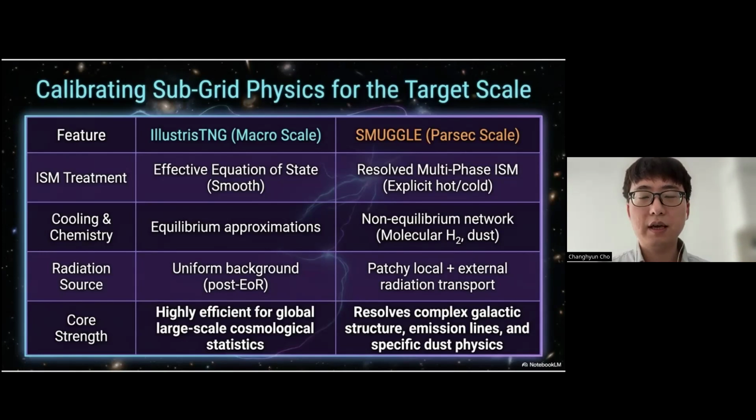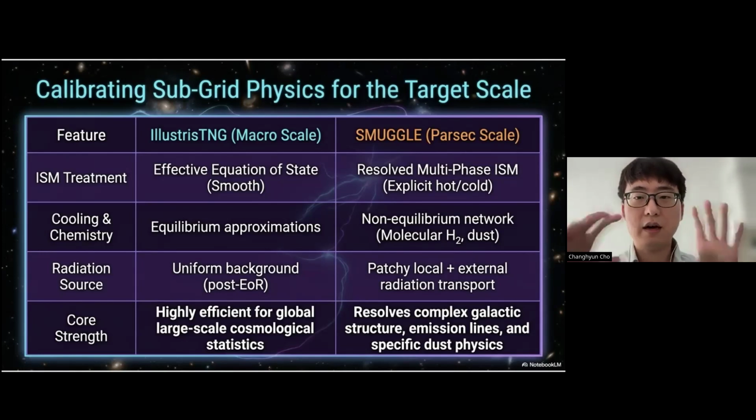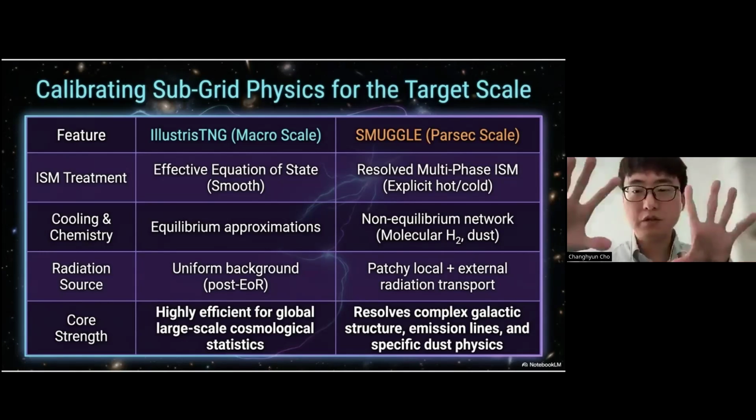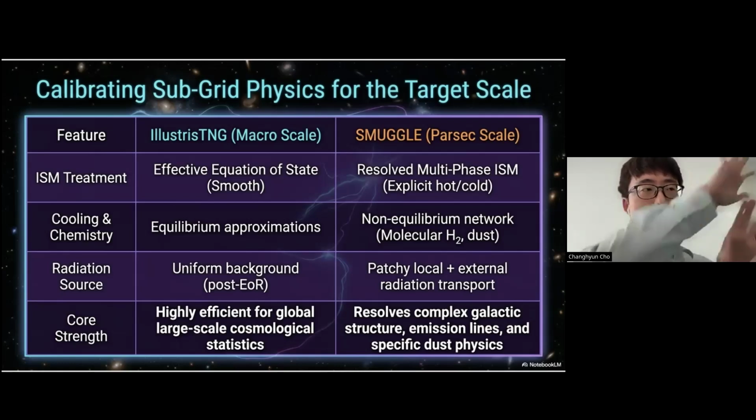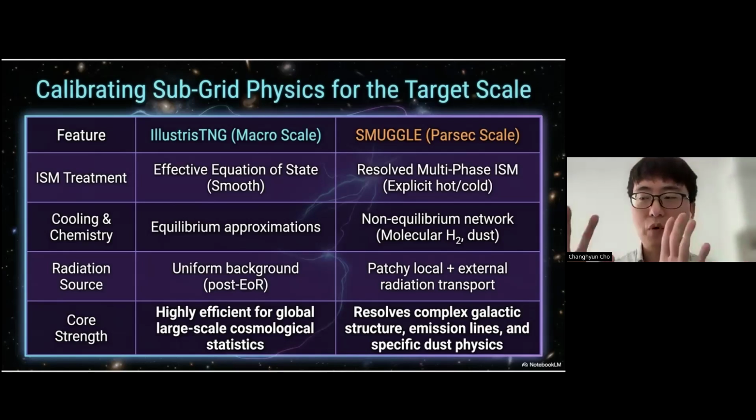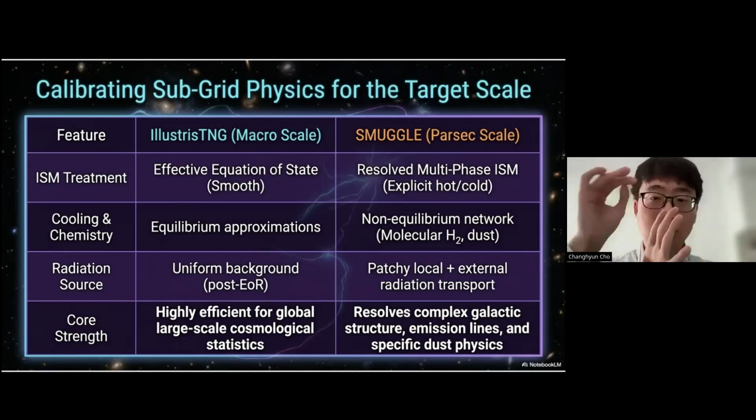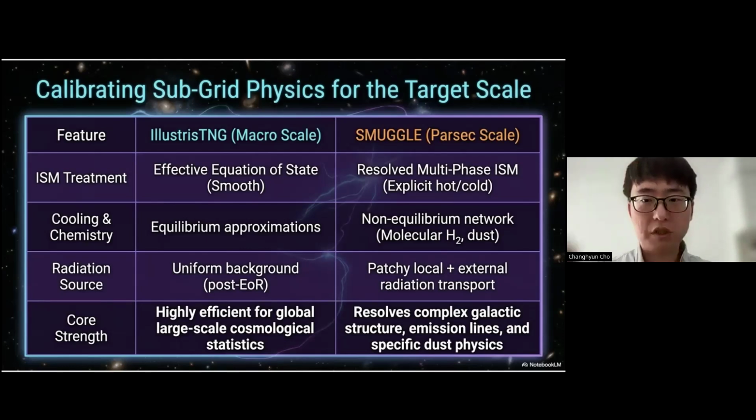The SMUGGLE model can resolve the multi-phase ISM, like the hot ISM and cold ISM structure, more correctly. The cooling function is more accurate and more realistic, and the radiation is more patchy or more localized, so it's not uniform radiation. It's more influenced by the local radiation source structure. So that's why we can also resolve it better.